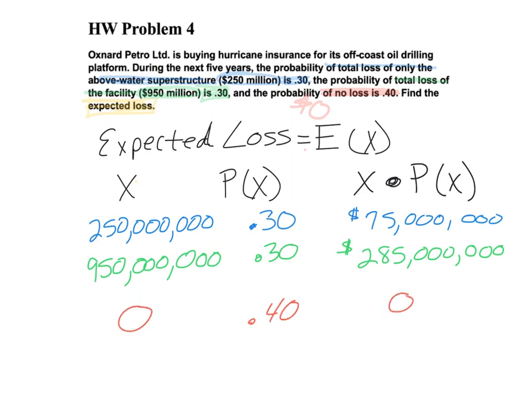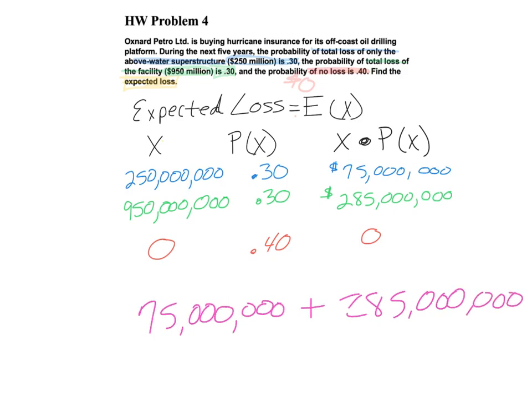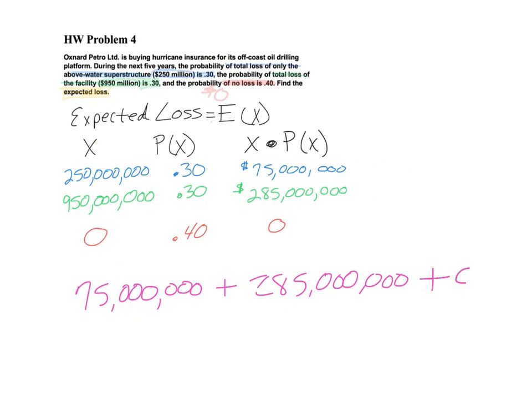So our expected loss is going to be the sum of all 3 of these. So we add together 75 million plus 285 million. And technically I'm adding the 0, but of course that's not really going to do anything. So there's a total expected loss of $360 million.